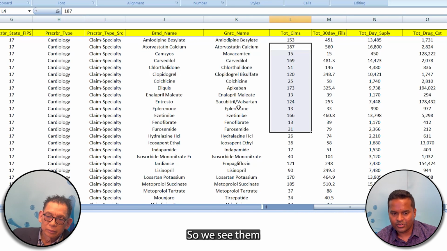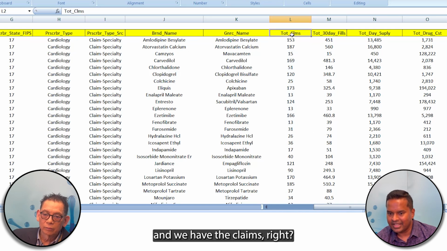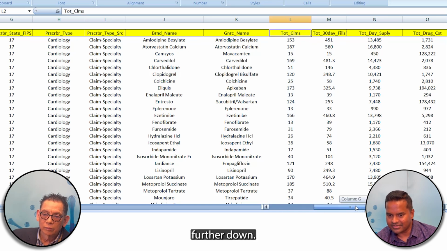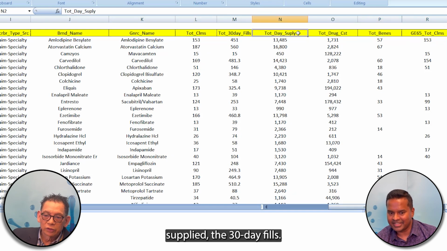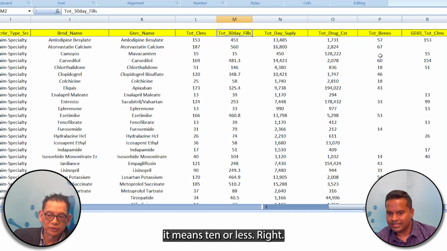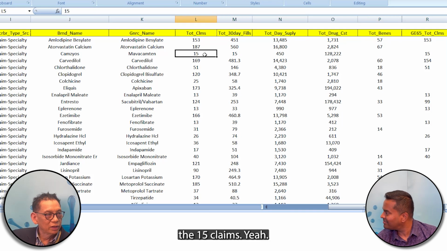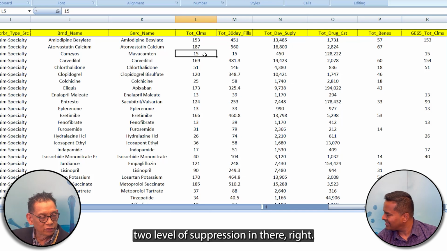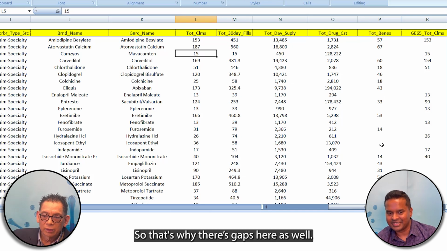The drug. So we see them, and we have the claims, right? And we have the beneficiaries further down. We have the total beneficiaries, the day supply, the 30-day fills. If you look at the third row, the new beneficiaries, it means 10 or less. But then you still have the claims, the 15 claims. Now that's two levels of suppression in there, right? Exactly. So that's why there are gaps here. Good catch, JP.